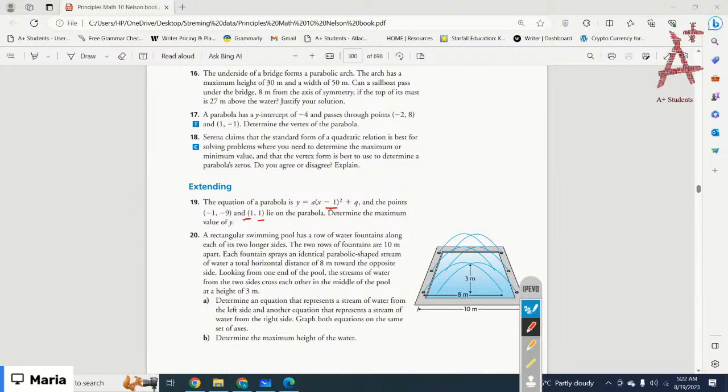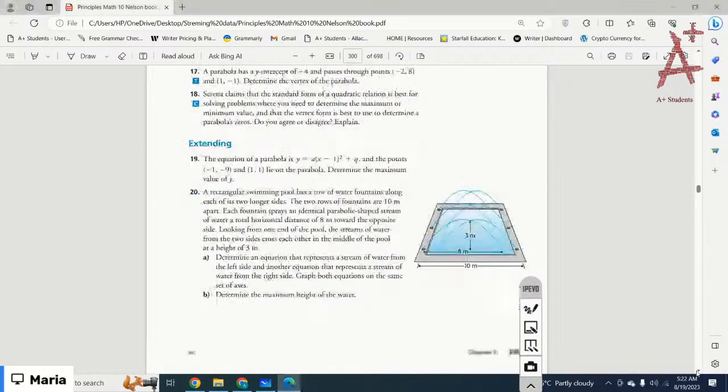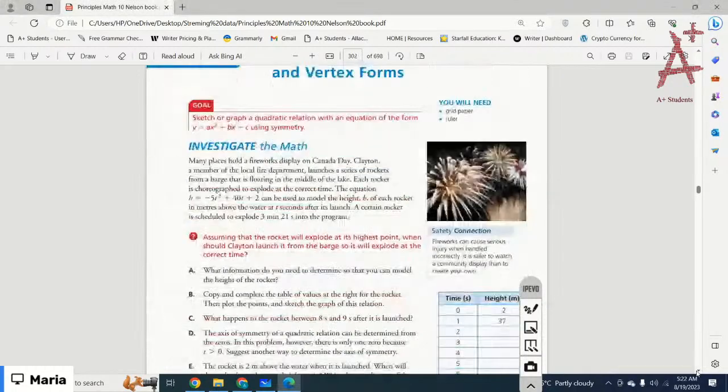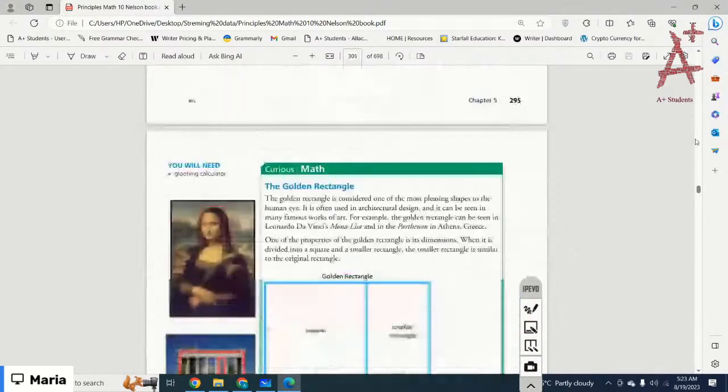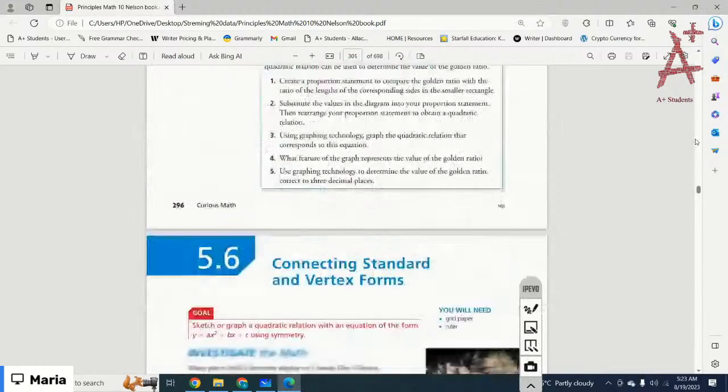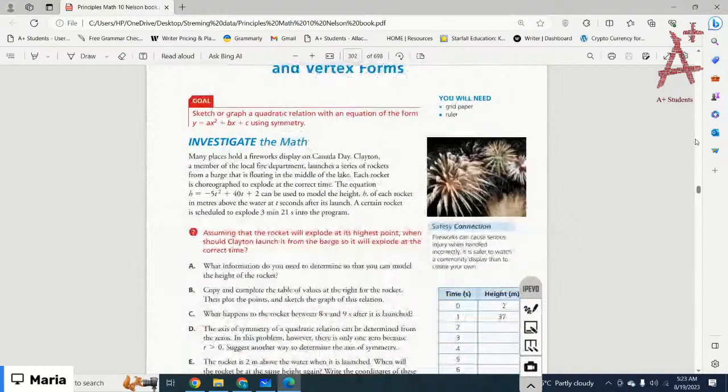Okay, we are done with the lesson. Let's start with the next lesson. Okay, here it is: Connecting standard and vertex form. Let's just start with the lesson, that is connecting standard and vertex forms.